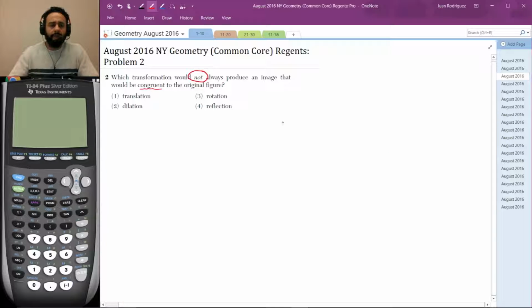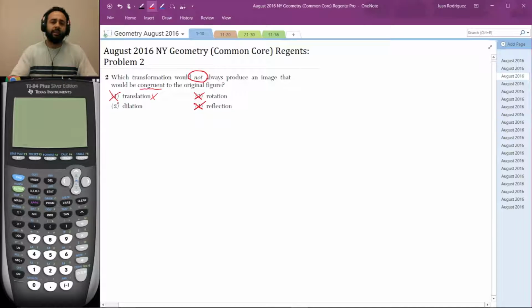So let's see. Translation means a sliding of a figure. That should not change the shape of the figure, so that should not be the answer. This does produce an image that's congruent to the original figure, so that's not it. A rotation is a turning of the figure. It doesn't change the size of the figure. So rotation does preserve congruence. And then a reflection also just flips a figure, but everything stays the same size. So a reflection does produce a figure that is congruent.